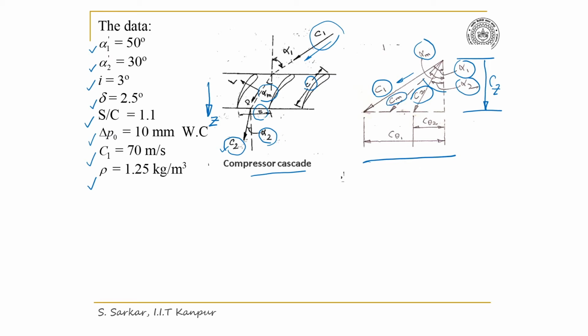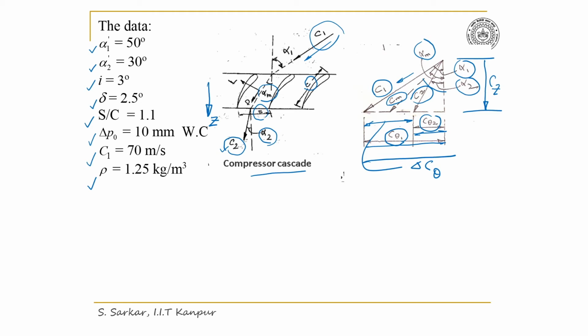C theta is the tangential component, so this distance would be equal to C theta 1, and this distance is nothing but C theta 2, and this that I have indicated now is del C theta. Del C theta would be equal to C theta 1 minus C theta 2. So after drawing the velocity triangle and a schematic for the cascade, I can easily solve the problem.